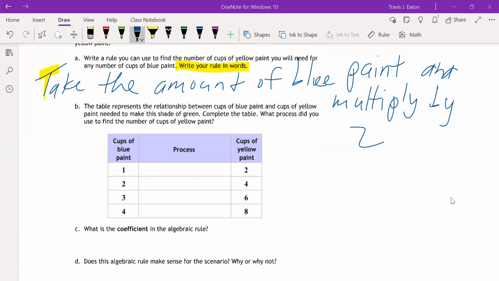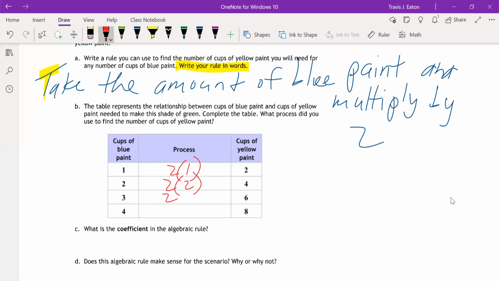All right. I'll change the color of my marker here. We take the amount of blue paint to find the amount of yellow paint. Well, let's see. If we multiply it by 2, so 2 times 1 equals 2, correct? And if we have 2 cups of blue paint, 2 times 2 equals 4 cups of yellow paint. Hey, it looks like it's working so far.